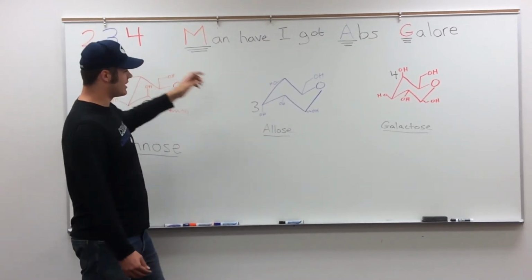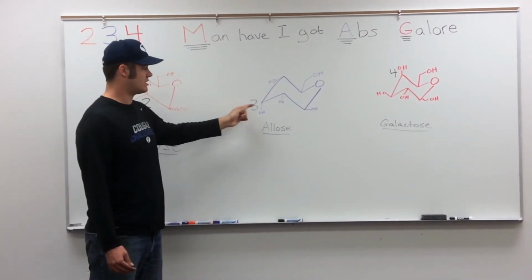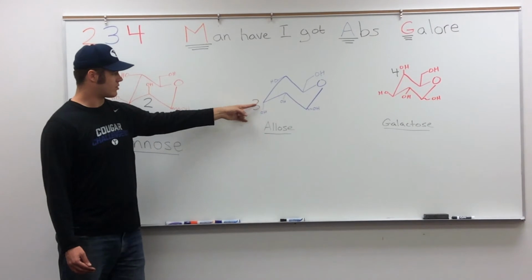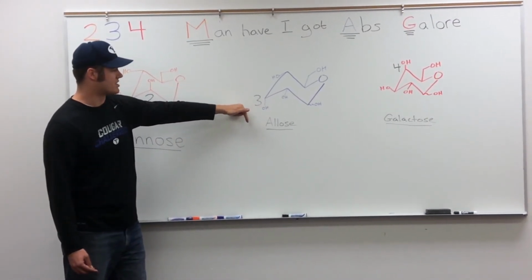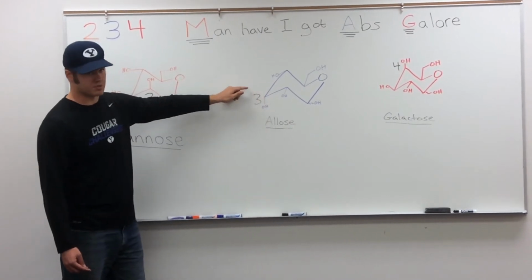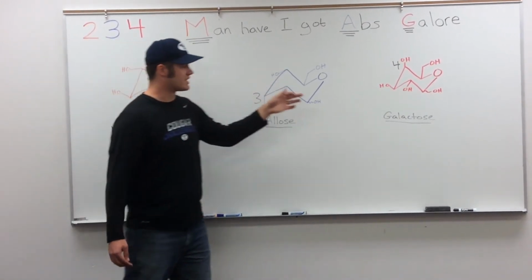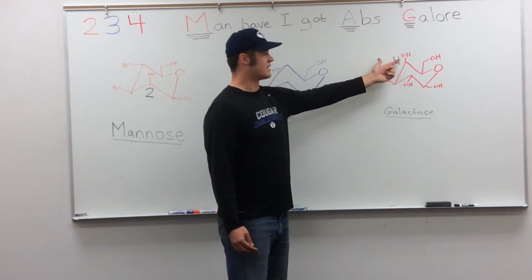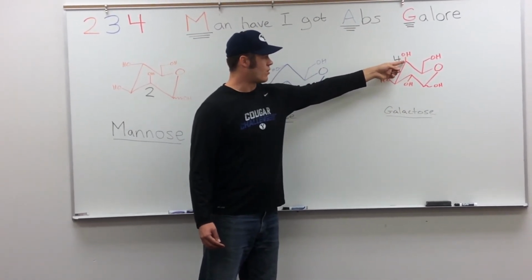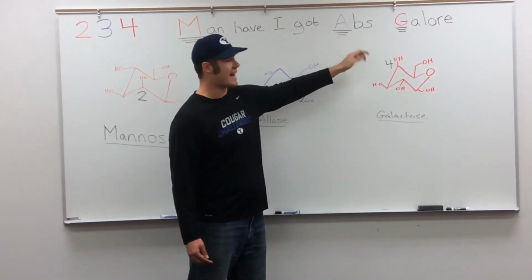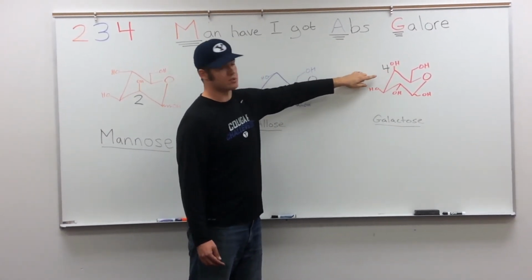Allose, or 3, it's different at the third carbon. 1, 2, 3. And it's different, once again, it's axial at that third carbon position, where in glucose, it is equatorial. And finally, we have galactose, where it's different at the fourth carbon. 1, 2, 3, 4. And it is up, or axial, where glucose is equatorial.